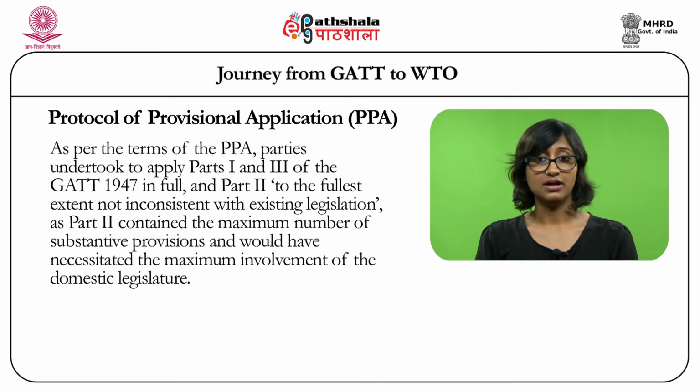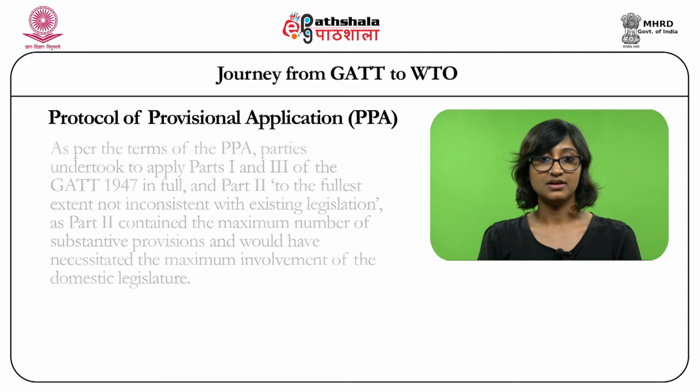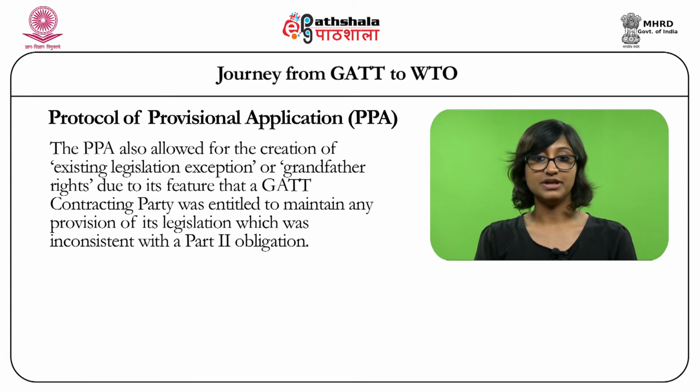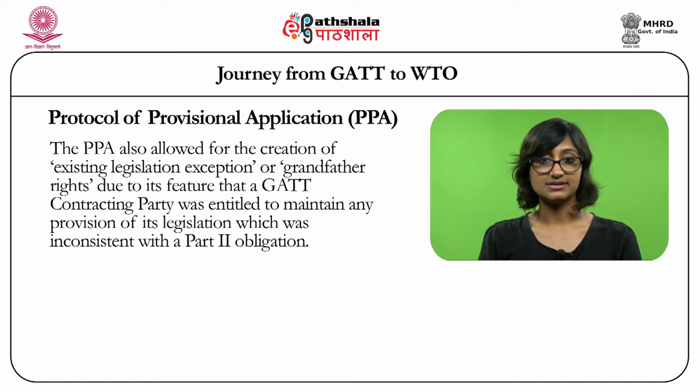1947 in full, and Part 2 to the fullest extent not inconsistent with existing legislation, as Part 2 contained the maximum number of substantive provisions and would have necessitated the maximum involvement of the domestic legislature. The PPA also allowed for the creation of existing legislation exception or grandfather rights due to its feature that a GATT contracting party was entitled to maintain any provision of its legislation which was inconsistent with the Part 2 obligation.